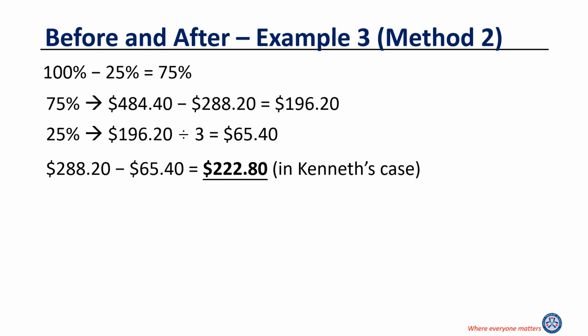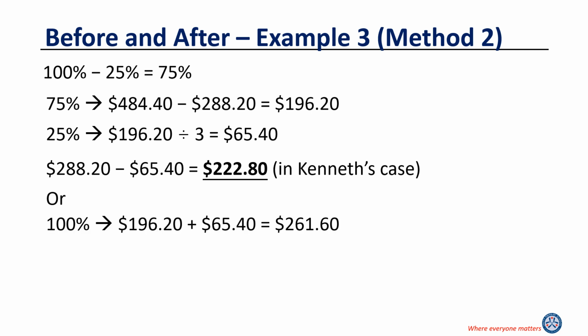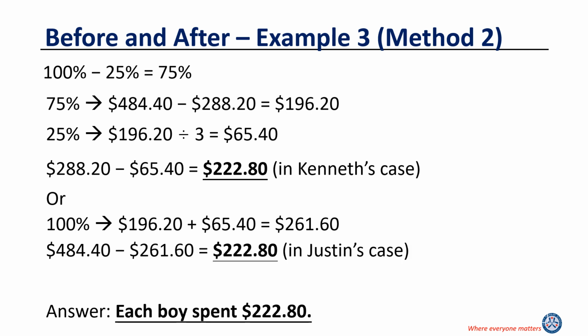And what Kenneth had spent would be $288.20 minus $65.40, which is $222.80. Or, in Justin's case, 100% represents $261.60. And what he would have spent, the same as Kenneth, would also be $222.80.